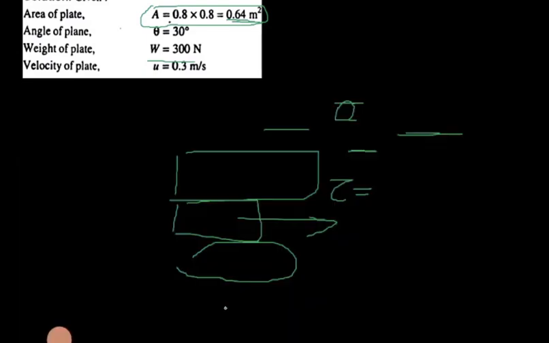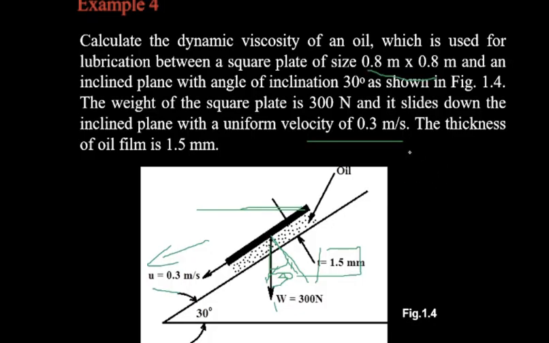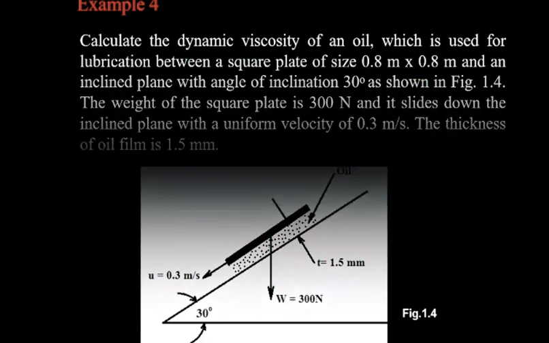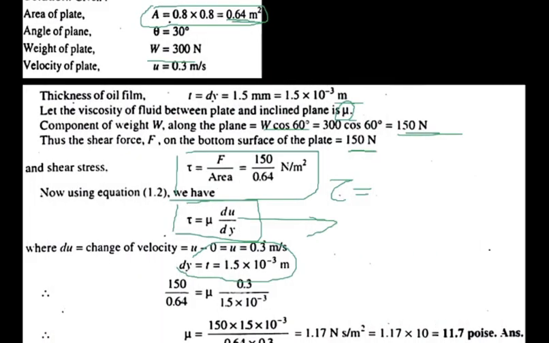What do we have to find? The value of mu. See here, they have asked to calculate the dynamic viscosity, the value of mu. So when you substitute all the values, your shear stress, that is 150 by 0.64, is equal to mu into 0.3, which is du divided by thickness. We will get our dynamic viscosity as 11.7 poise.